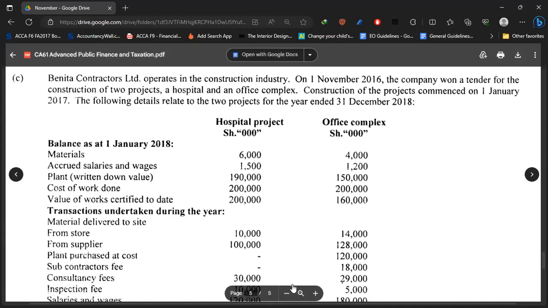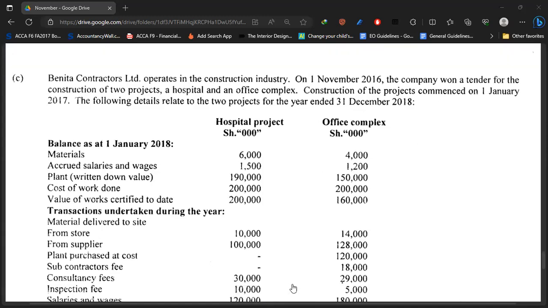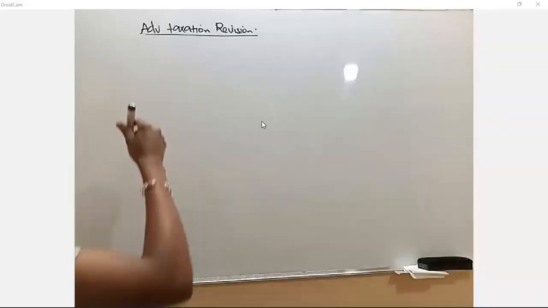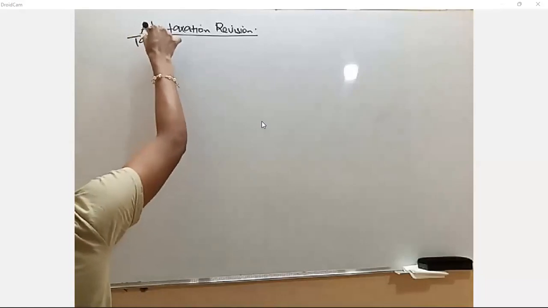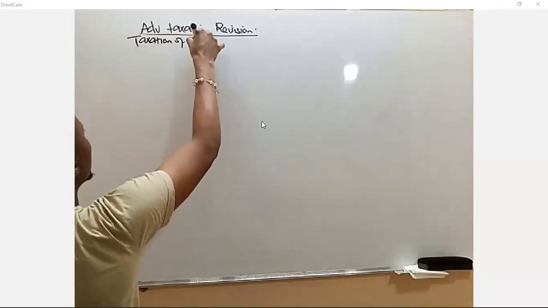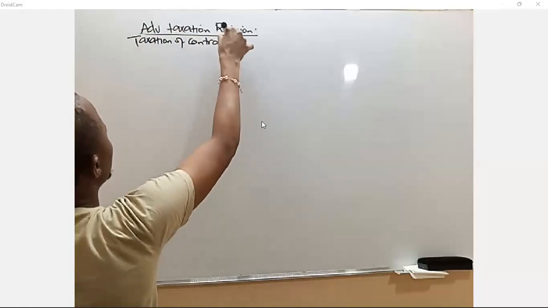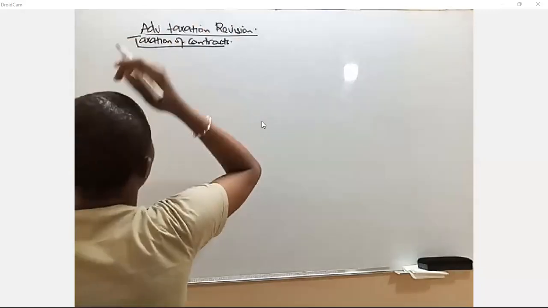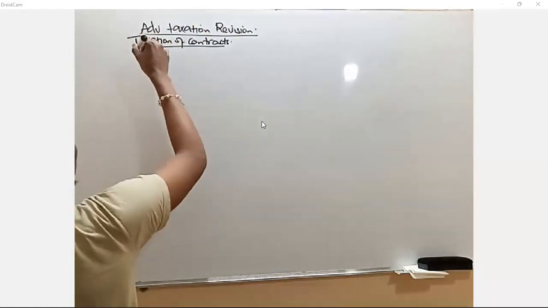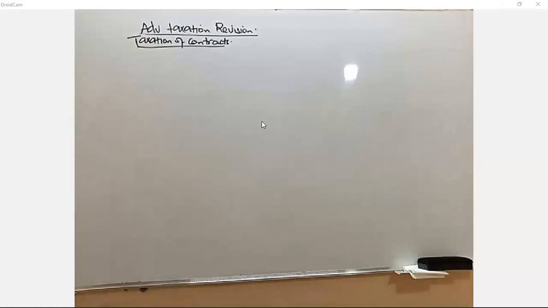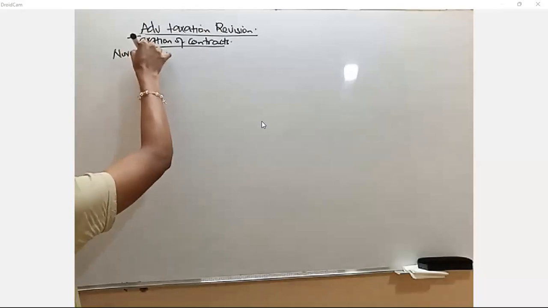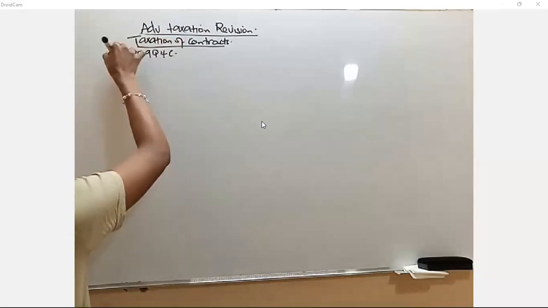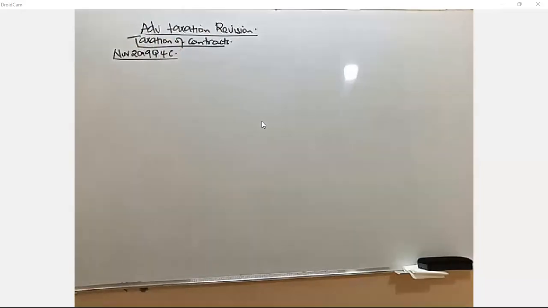Let me just share my board so that I can show you how the question is normally done. We are looking at a question on taxation of contracts. Taxation of contracts, right? And in this case, we are doing a question from November 2019, question 4C. The title is also crucial.